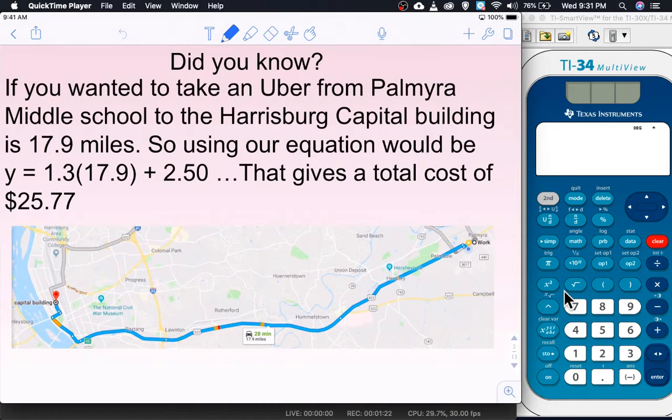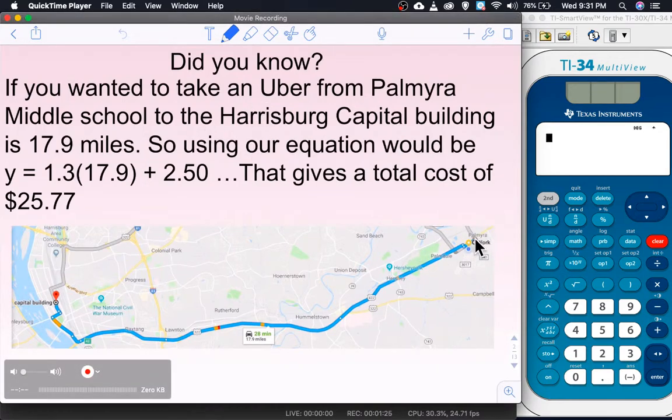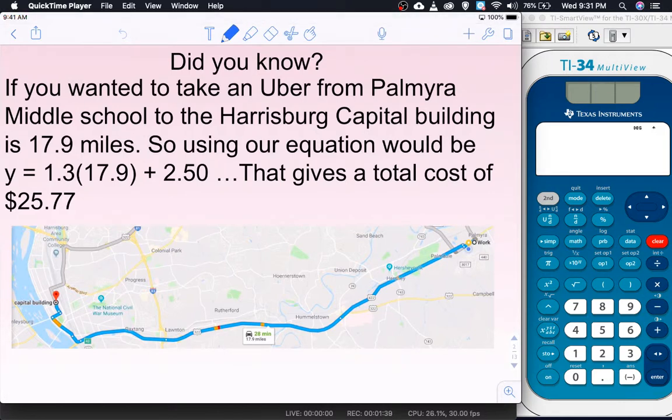So to extend that idea, if you wanted to take an Uber from, say, Palmyra Middle School to the Harrisburg Capitol Building, it's 17.9 miles according to Google Maps. So if you use our equation and plug in 17.9 miles for the miles variable, that would give you a total cost of $25.77. When I looked up the cost on Uber, because of those slight differences, it was actually like $29 or something like that. And I'm sure those costs change all the time. But right now, as I looked it up, 9:30 at night on a Wednesday, it would have cost about $25, ballpark.